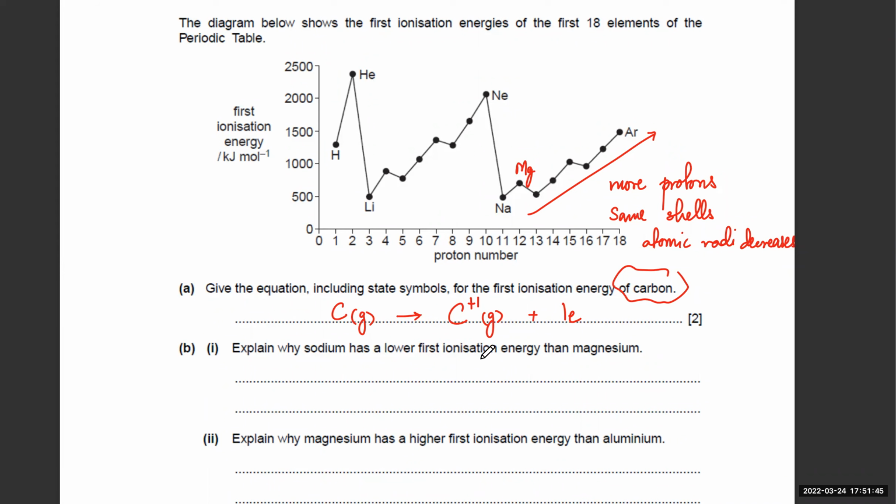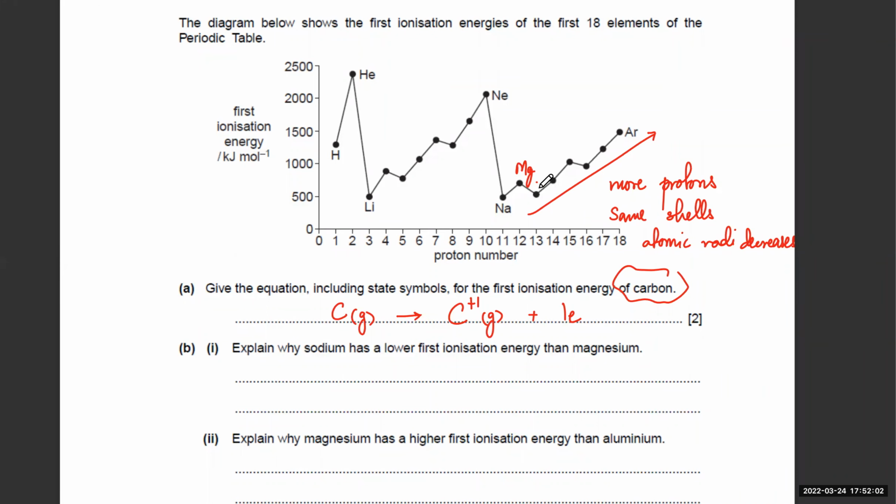So, explain why magnesium has a higher first ionization energy than sodium, or vice versa. You can say: why does magnesium have a higher first ionization energy? Because it's got more protons, the same shielding, and a smaller atomic radius. So there is more attraction for electrons.